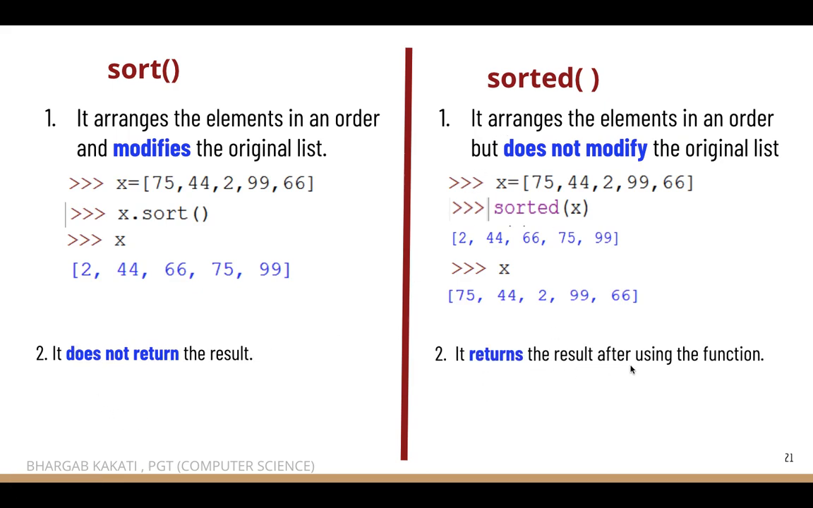sorted function returns the result after using the function. As you can see, after putting x dot sort, even after I press the enter key, it will not return anything. But as I press the enter key, after typing sorted x, it will return the sorted list. That's the difference between sort function and sorted function.